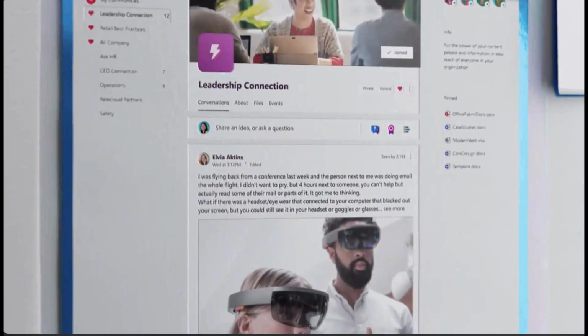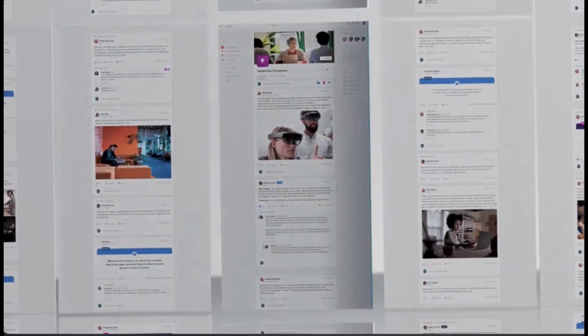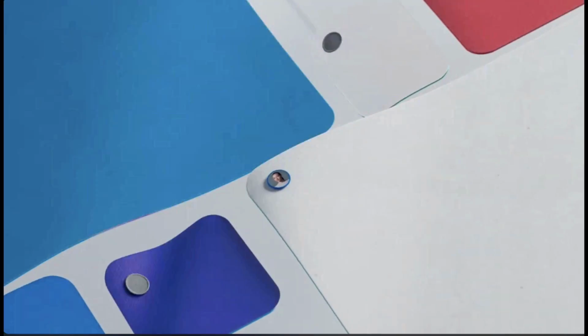Well, you know what they say. A dead dog with fleas is still a dead dog. And of course, Viva Engage is its new name, previously known as the artist called Yammer.